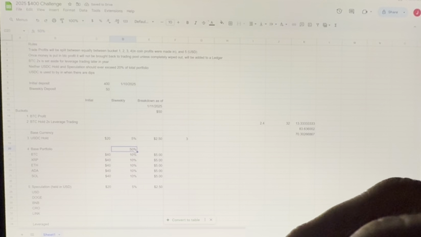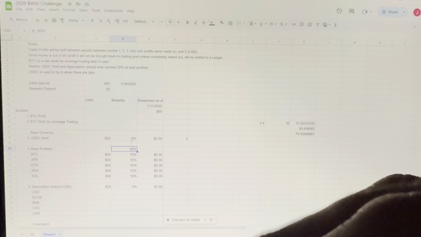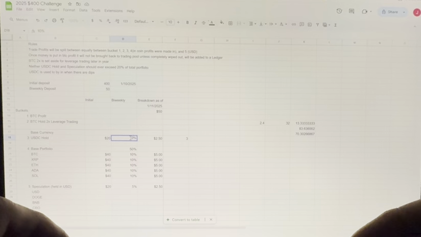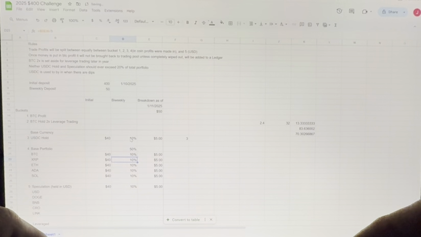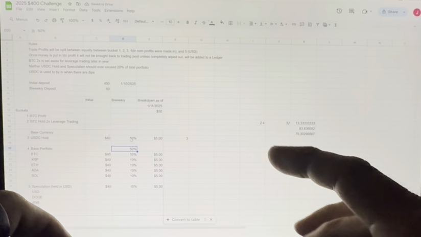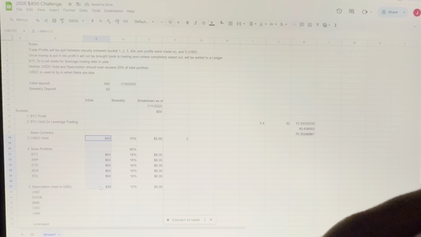I'm doing 50%. Oh, my dumb math. We're gonna do 10%. 10%, I know why there's a problem. And we're gonna do 80%. Now, there we go. So now we have our new goal here.